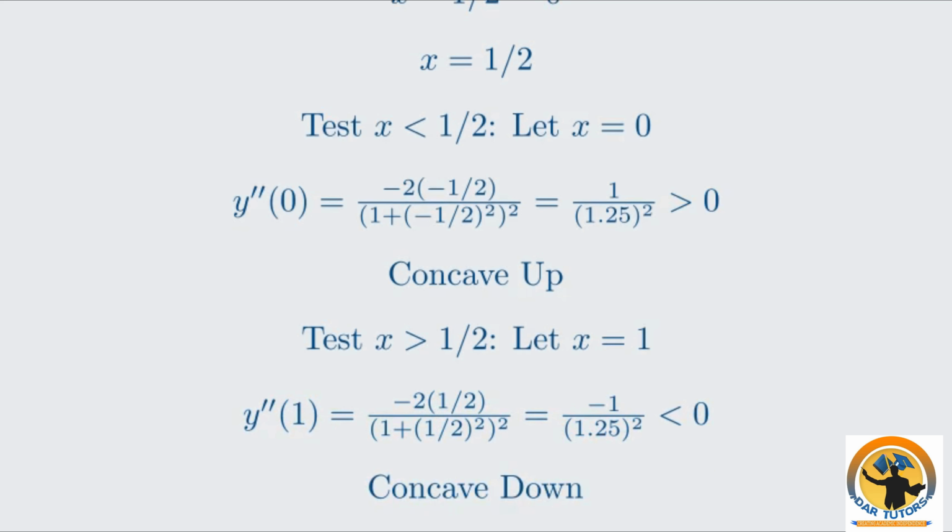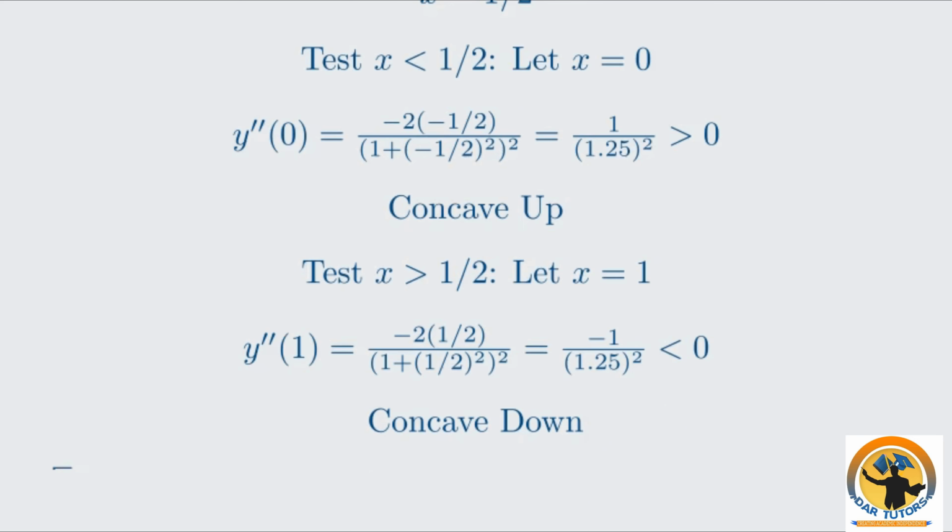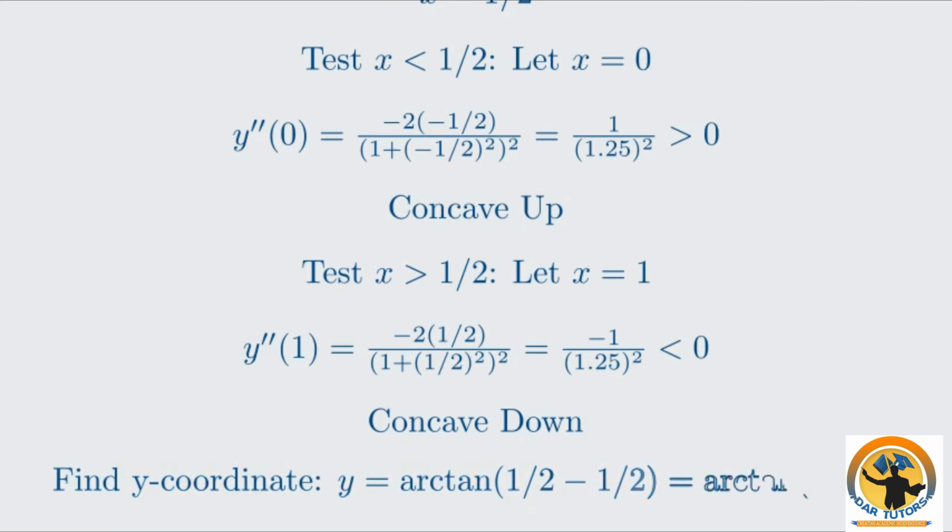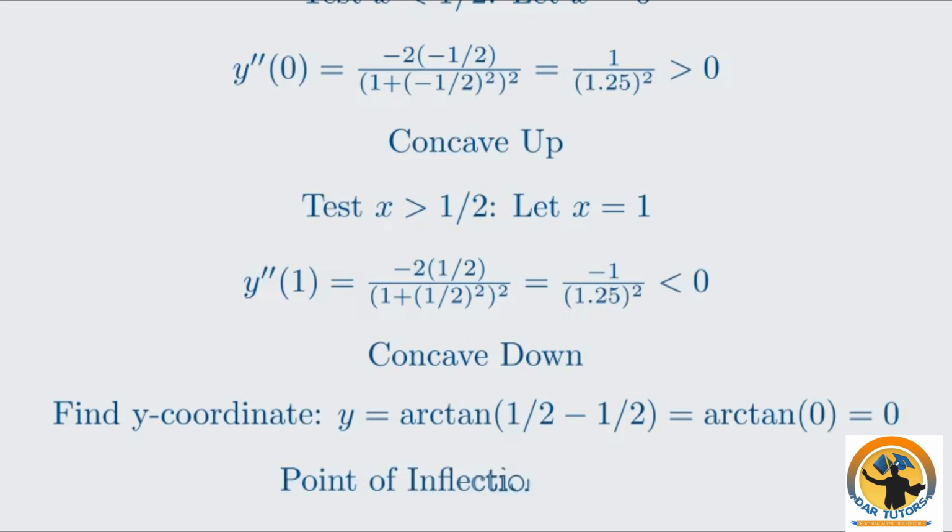Since the concavity changes from concave up to concave down at x equals 1/2, we have a point of inflection. We find the y-coordinate by substituting x equals 1/2 into the original function. y equals arctan of 0, which is 0. Therefore, the point of inflection is at (1/2, 0). We have now found the point of inflection for y equals arctan of x minus 1/2, confirming our understanding of the process.